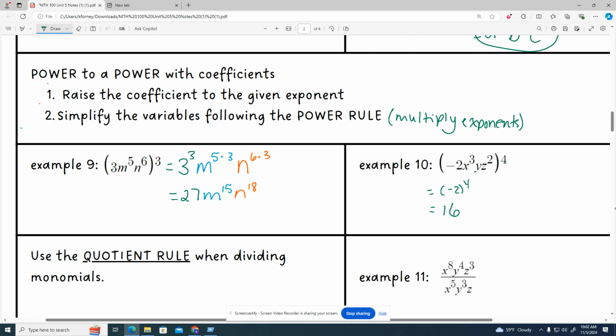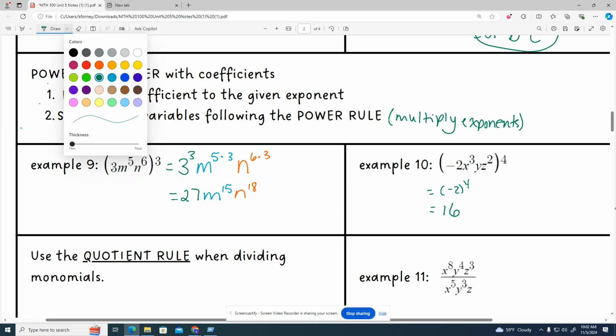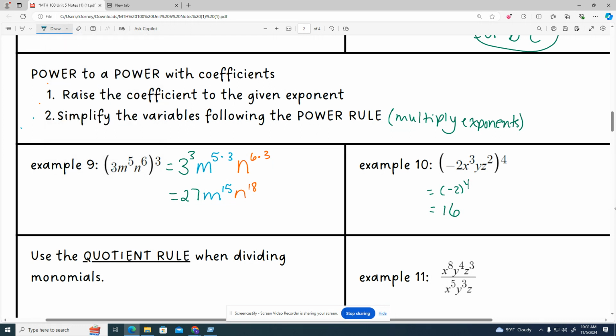And if you put negative 16, that is wrong. We've already learned rules for multiplication, so I expect you guys to apply that.